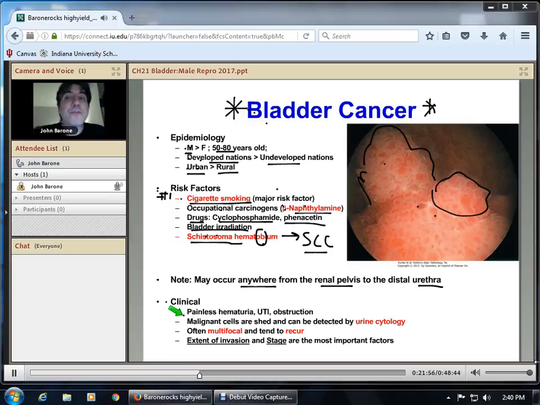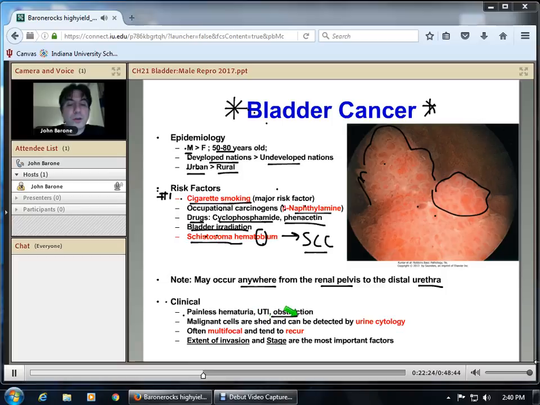Now remember the differential. The differential for painless hematuria is the largest differential in medicine because it could be my kidney bleeding, could be my bladder, could be my urethra, could be my prostate, could be my ureter, could be anywhere along the way. So often we're going to have to either do cytology to look for malignant cells, or we're going to have to put a scope in the bladder to see these masses. Because painless hematuria is one of the most common presenting findings, and the differential is huge.